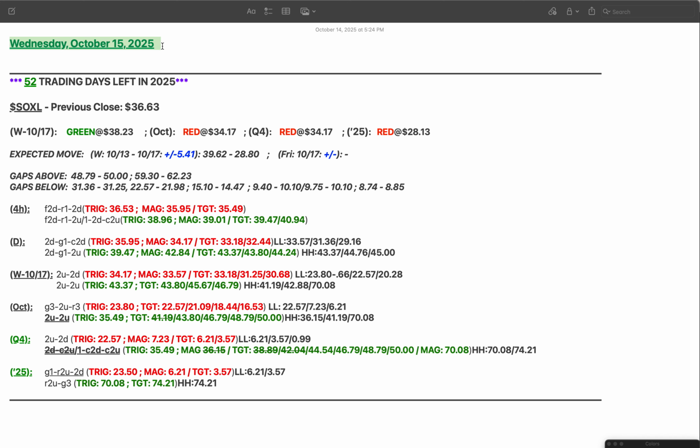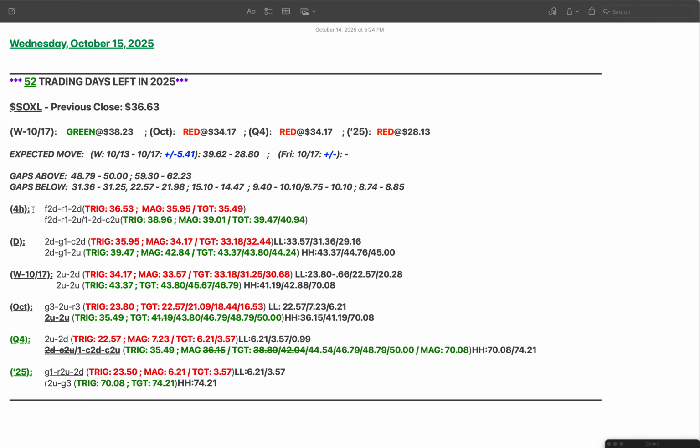So again, for Wednesday, October 15th, there will be 52 trading days left in 2025. Today's close price was 36.63, and we can see that the week has flipped red, right? So to go back green on the week, we need to get above 38.23. But for now, the month, the quarter, and the year are still green. They go red at these levels. Expected move for the week is $5.41 in both directions. So with the close of Friday and $5.41 in both directions, that gives us a range of 39.62 to 28.80. And we know, of course, where our gaps above and gaps below are.